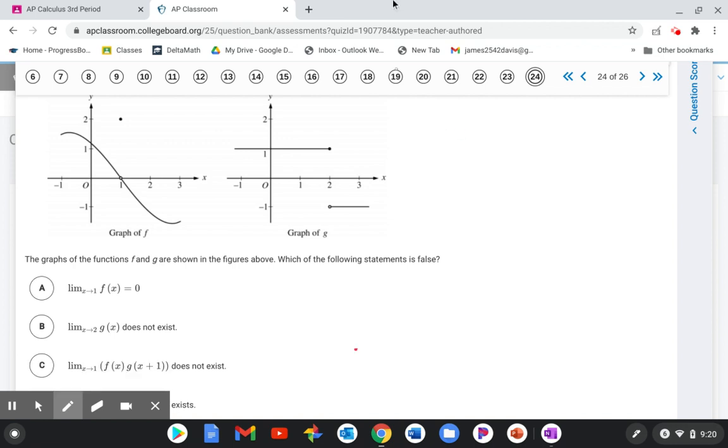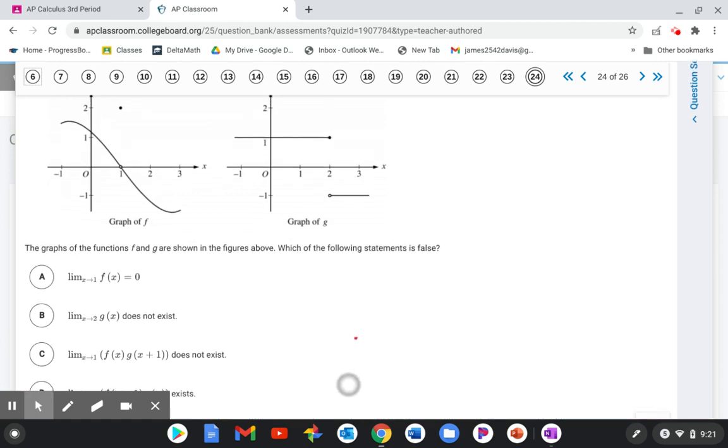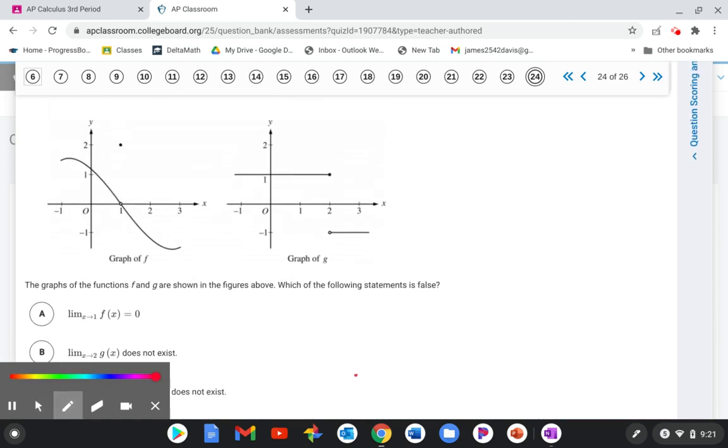All right, on number 24. This one I actually didn't realize you need a little bit more knowledge than we've had at this point to fully answer this question. However, if we look at just the first two answer options, we can confirm which of these are true and which are false, which we're asked to determine which of the following is false.